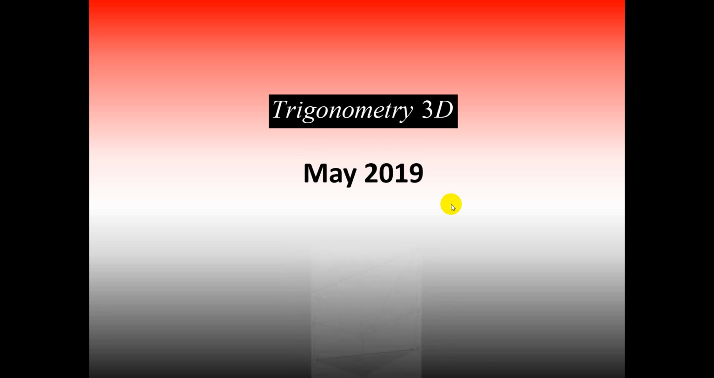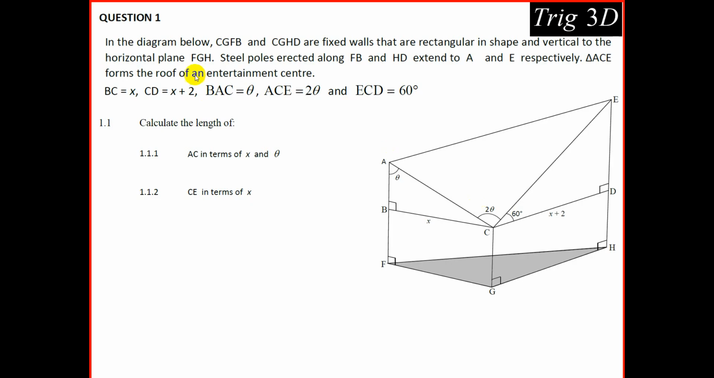Hi, in this video we're going to be looking at 3D problems. We're going to revise the question from the May 2019 paper. You can pause the video to read the question. I'm going to go into 1.1 as all the relevant information is in the diagram. So the question is to find AC in terms of x and theta.